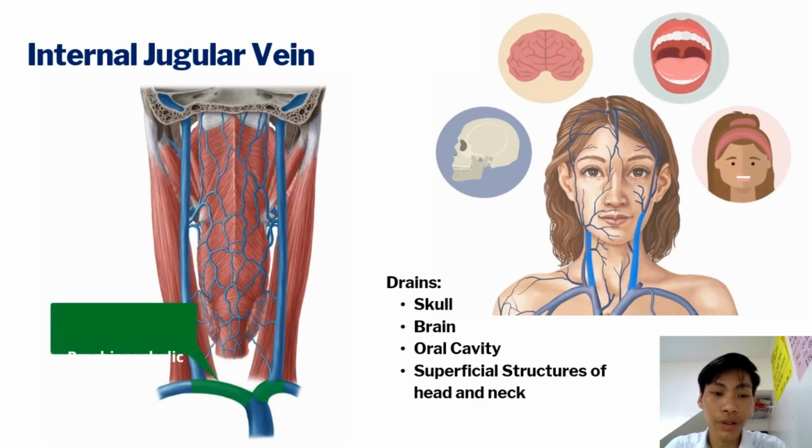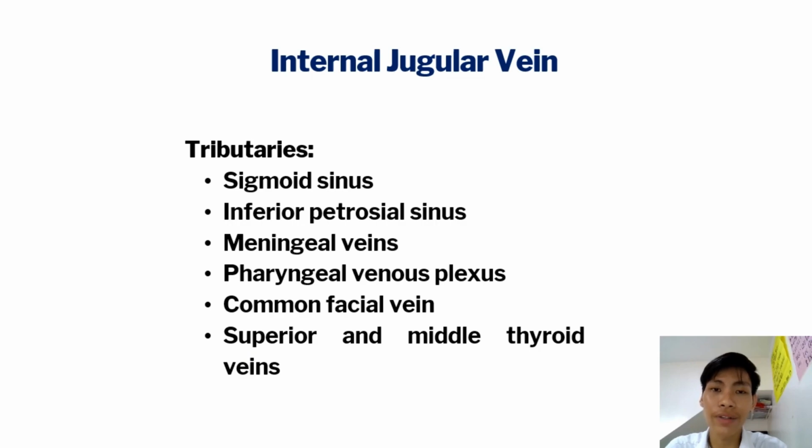The green one is the brachiocephalic vein. The internal jugular vein drains venous blood from the majority of the skull, brain, oral cavity, and the superficial structures of the head and neck. Tributaries of the internal jugular vein include the sigmoid sinus, inferior petrosal sinus, meningeal veins, pharyngeal venous plexus, common facial vein, and superior and middle thyroid veins.